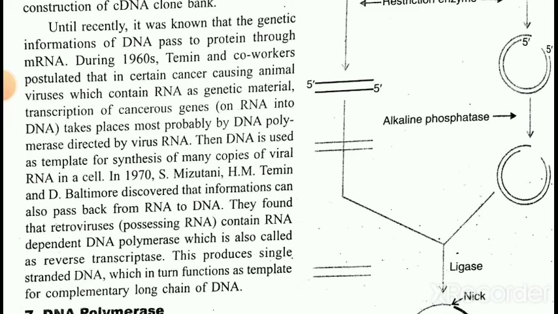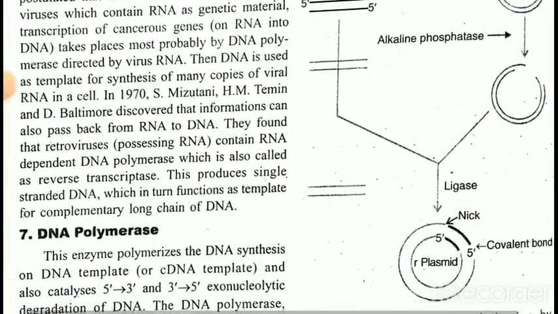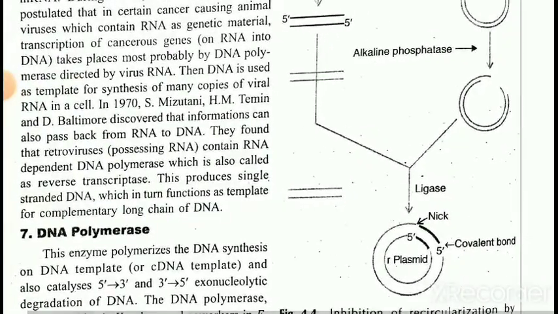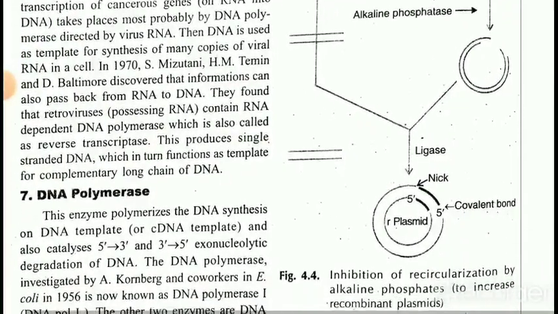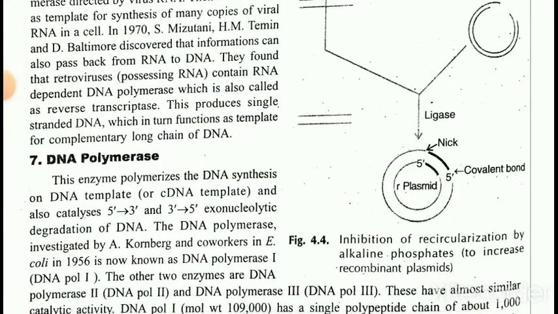In 1970, S. Mizutani, H. M. Temin and D. Baltimore discovered that information can also pass back from RNA to DNA. They found that retroviruses possessing RNA contain RNA-dependent DNA polymerase, which is also called reverse transcriptase. This produces single-stranded DNA, which in turn functions as template for complementary long chain of DNA.